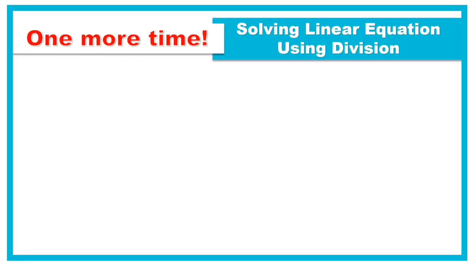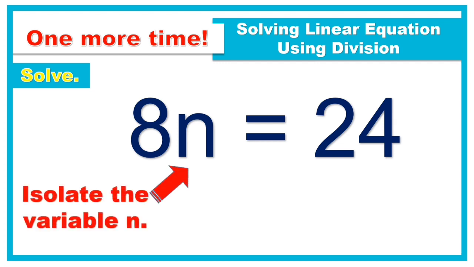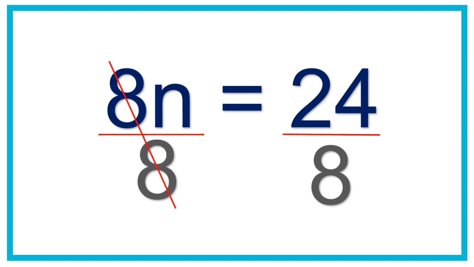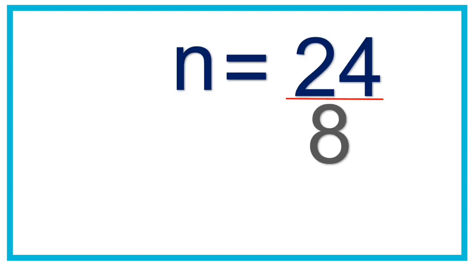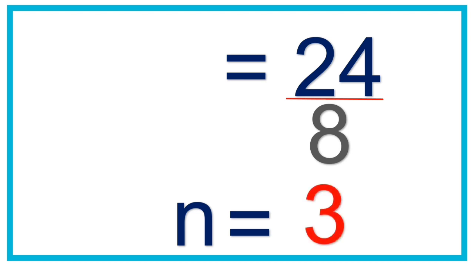Let's solve a linear equation using division. Let's solve 8n equals 24. Yes, we are going to isolate the variable n by dividing by 8 on both sides. That cancels 8, leaving us n all by itself. n, bring down also the equal sign and the answer to 24 divided by 8, which is 3. You got it.